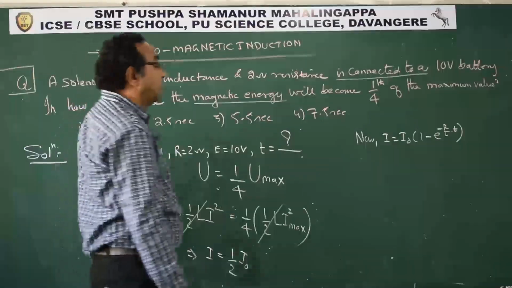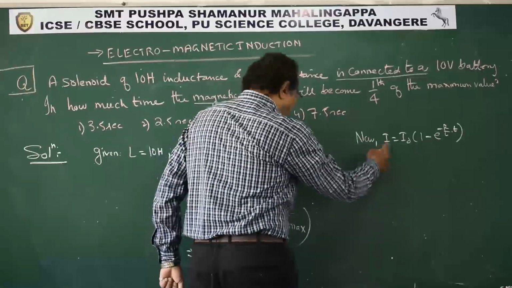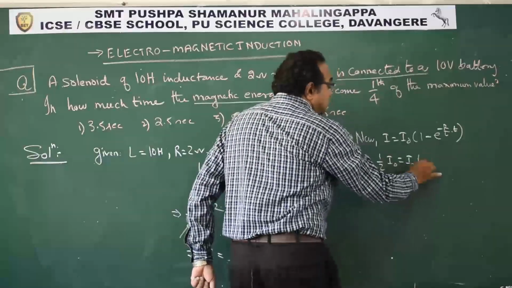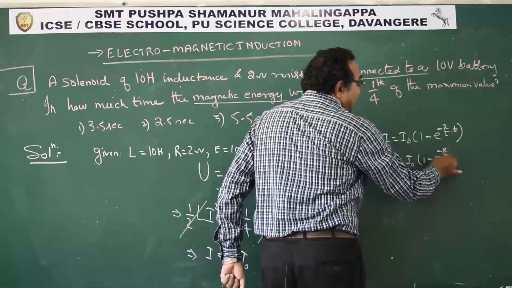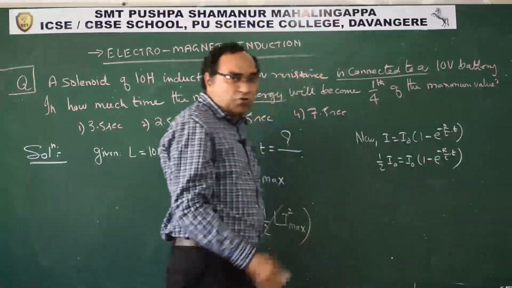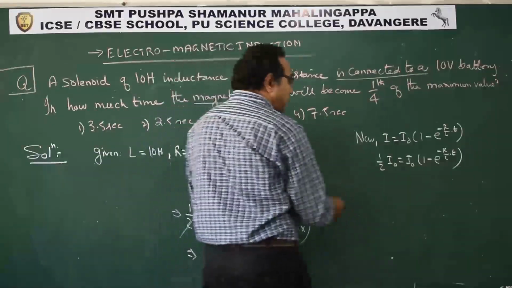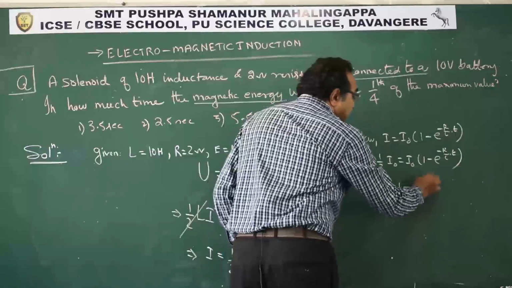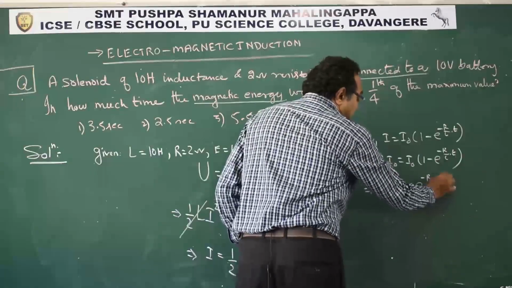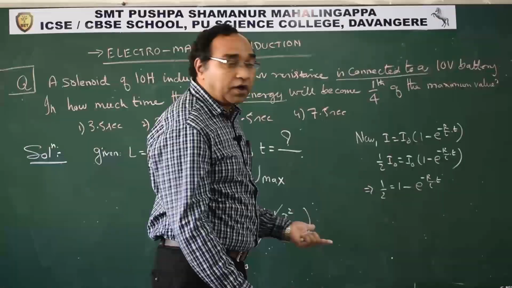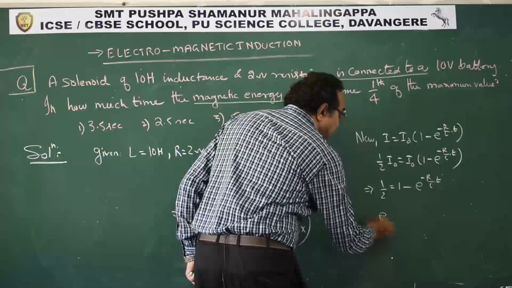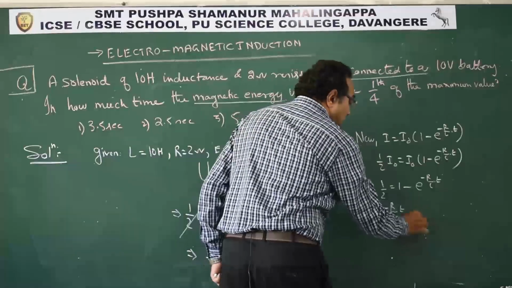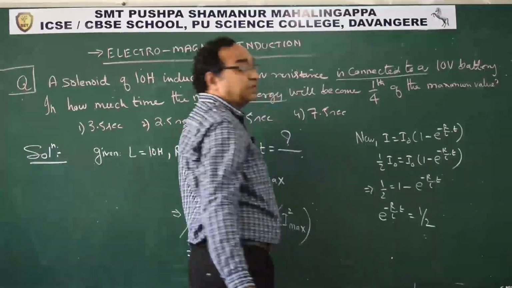No. Now I is half of I naught. This is I naught, 1 minus e raised to minus R by L into T. We know R, we know L. Absolutely no problem. So from this what do we get? Half is 1 minus e raised to minus of R by L into T. Get the value of T from this. That's all. So we get e raised to minus of R by L into T, 1 minus half is half. This is what we get.